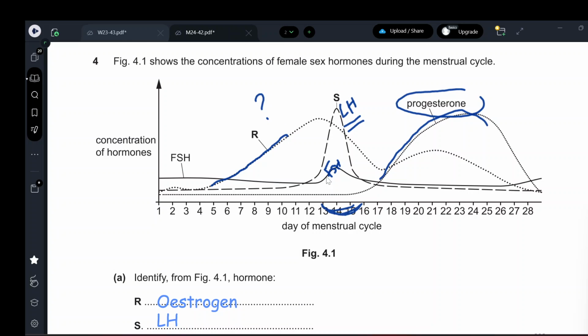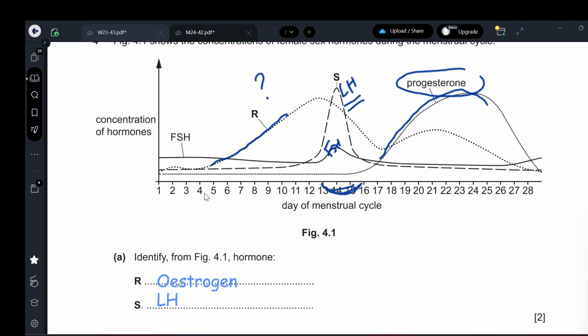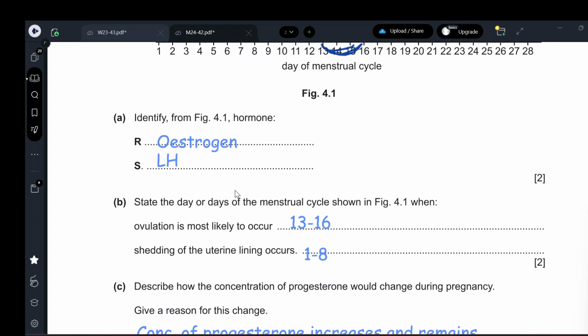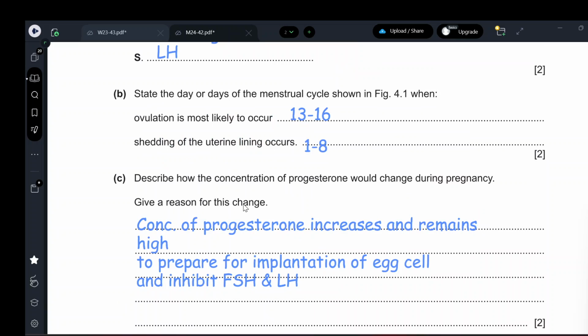The lining of the uterus breaks down during the first days of the menstrual cycle. I can say from day 1 to day 6 or day 7 or day 8, the first week, for example, of the menstrual cycle.